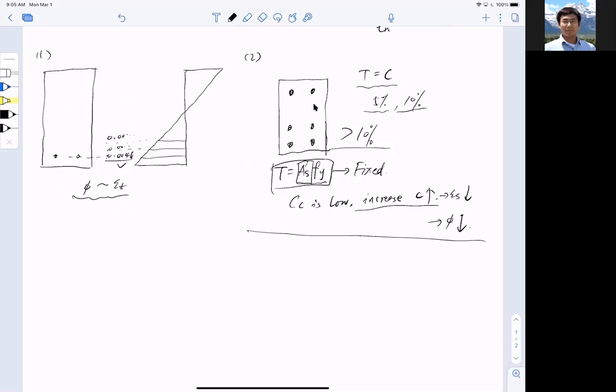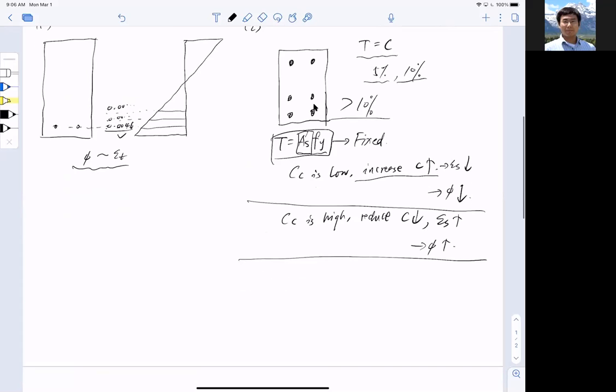And when compression is high, you just need to reduce your compressive zone C, right? Once C reduces, your strain in the steel increases, and then your phi should be on the upper side, which is good, right? Which is good. So that is the common mistake.